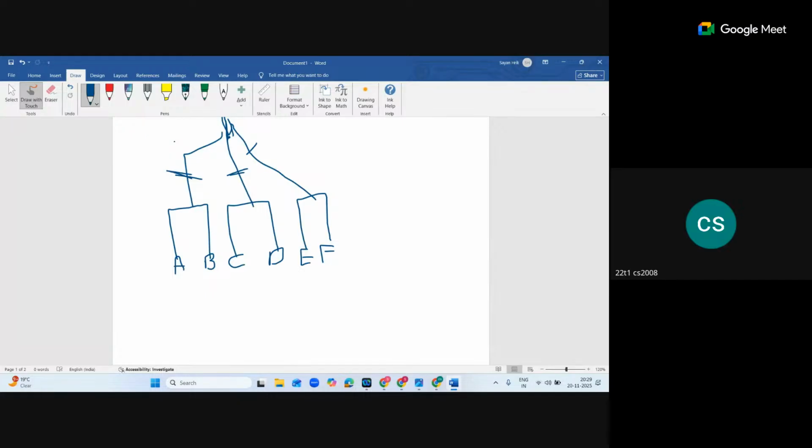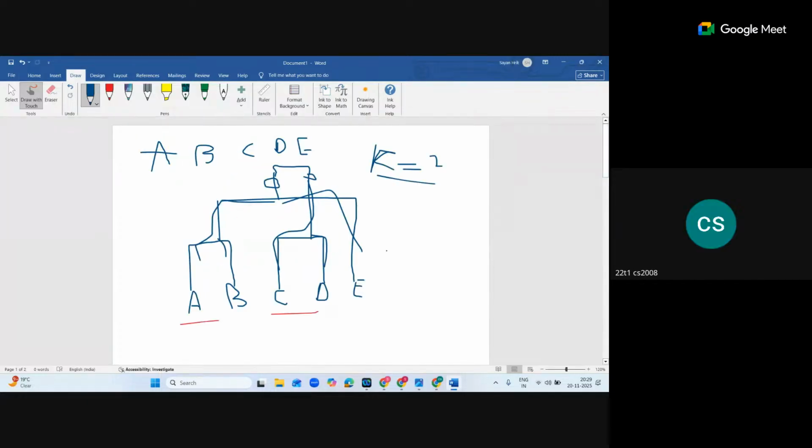Got it? But we just discussed that if we have 5 points like that, then AB will be the first cluster, CD will be the second cluster, and E will be the third cluster. No, this is a separate example from the previous example we just discussed. In this case, E is not the third cluster.